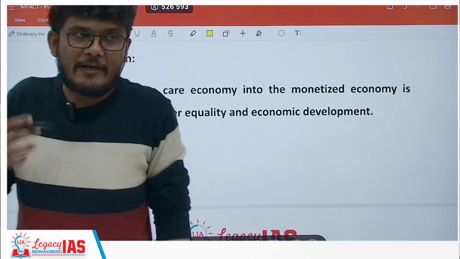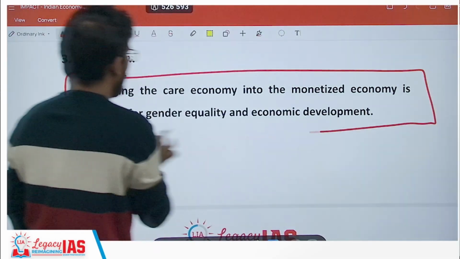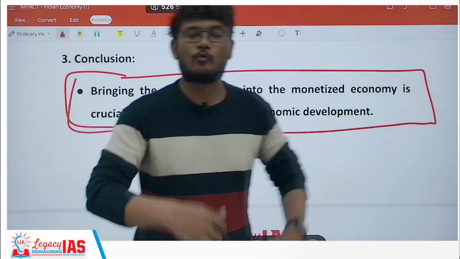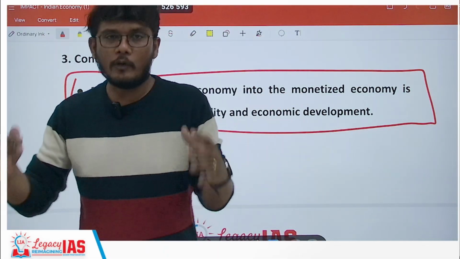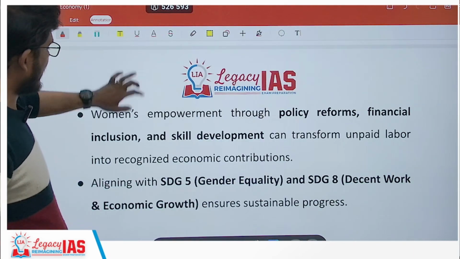And then when you conclude, talk about what positive it will bring to the economy, to the society at large, to India at large, right? That is how you conclude this particular answer.